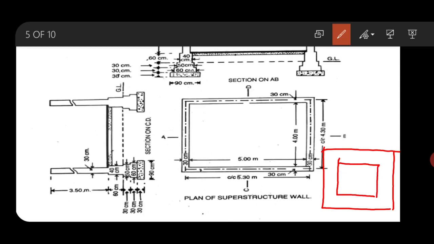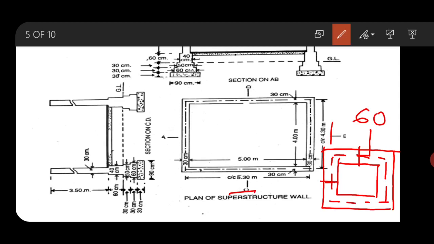So here we have to draw the plan of the first footing at the level of first footing. If the plan is drawn at the level of first footing, then the width of the wall becomes 60 cm on all the sides. Then this one is the center line of the building, which is equal to 5.3 along long wall and 4.3 along short wall, as we have previously calculated.